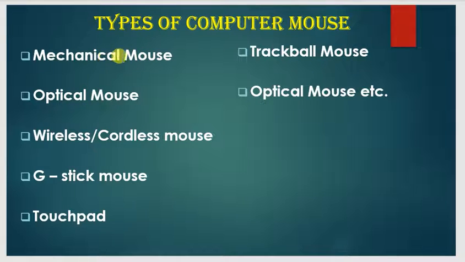Okay, we have the mechanical mouse, the optical mouse, the wireless or cordless mouse, the joystick mouse, the touchpad, and the trackball mouse. We'll look at how each type of mouse looks, so we'll have a look at each of them.